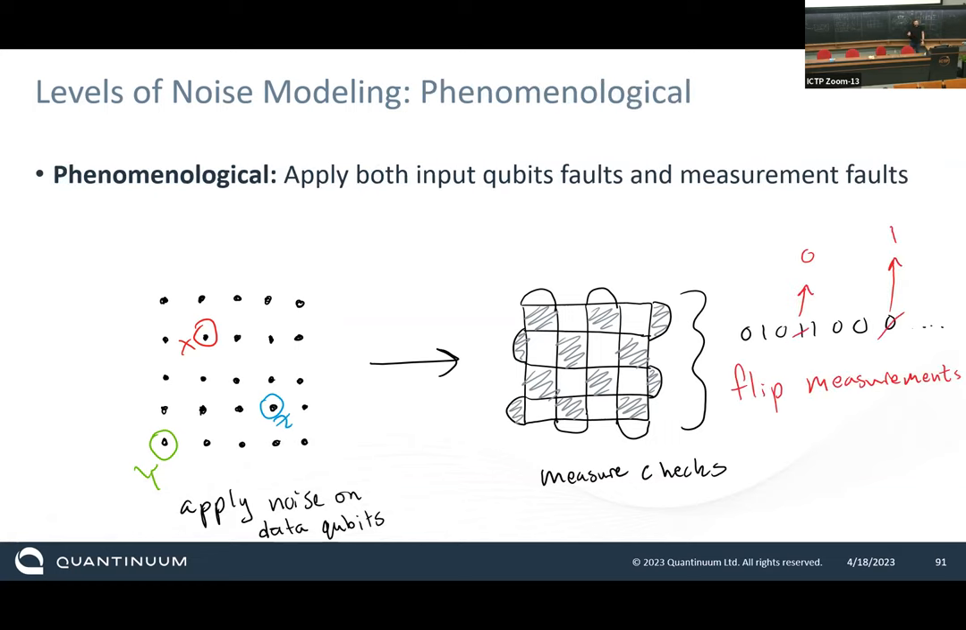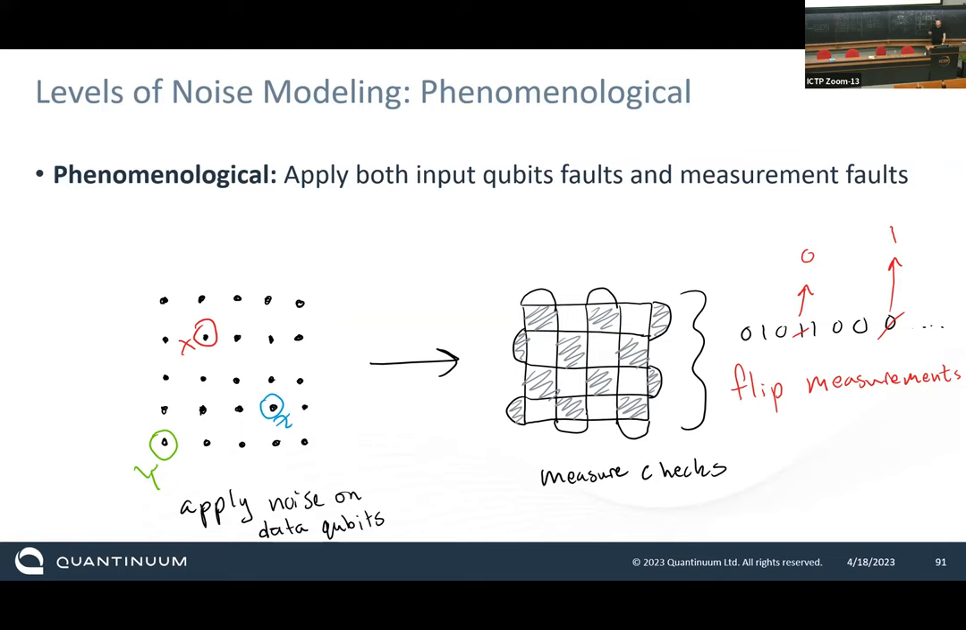The next level of difficulty is, it's a bit of a mouthful, the phenomenological model, and that's based on what the overall phenomenon looks like. So we do still have these input errors, and we do have magic ways of measuring these checks where we just detect the parity. But now we add in the fact that we model that there's some probability in which the measurements can flip. So we have a bit flip channel on the measurements for these parities.